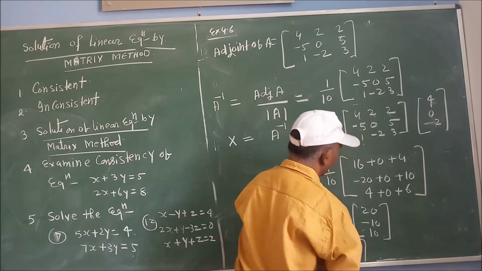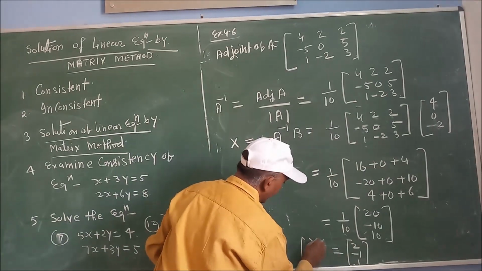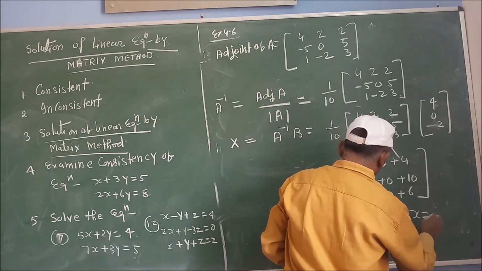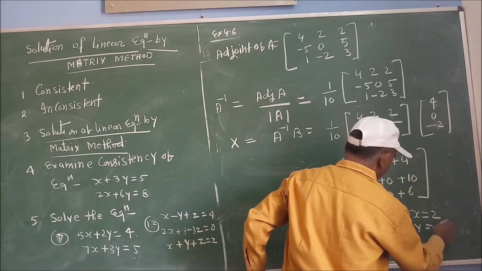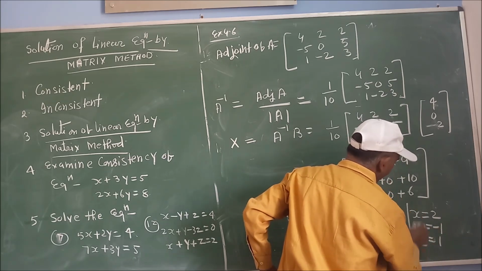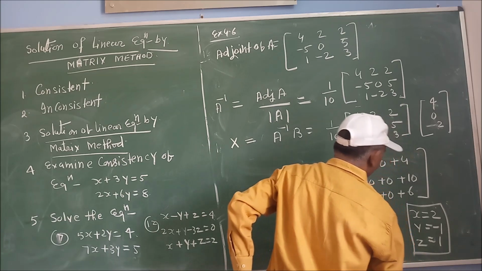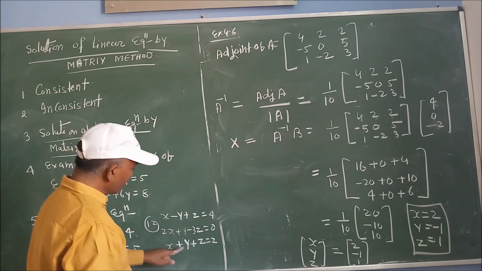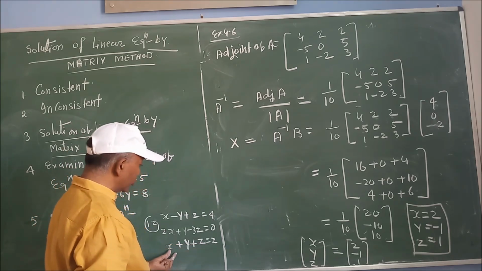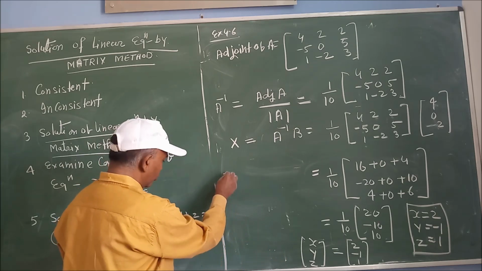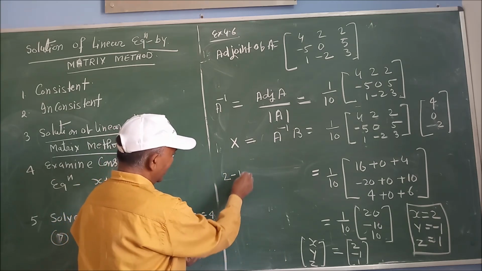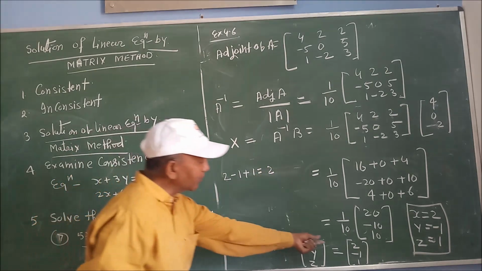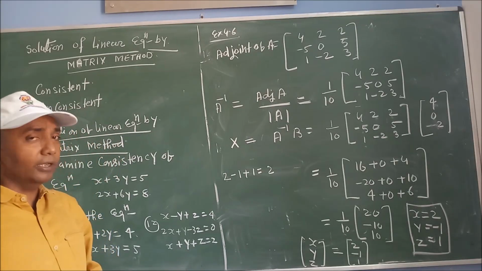If you divide all the elements by 10, your answer will be x, y, z equal to 2, minus 1, 1. So here x will be equal to 2, y will be equal to minus 1, and z will be equal to 1. So we have got the values of x, y and z. And check by putting into the standard equation, here x plus y plus z is equal to 2. I am substituting into equation number 3: x is 2, plus y is minus 1, plus z is 1. So this will equal 2. So this satisfies the equation. If these values satisfy any of the equations, your solution is correct.